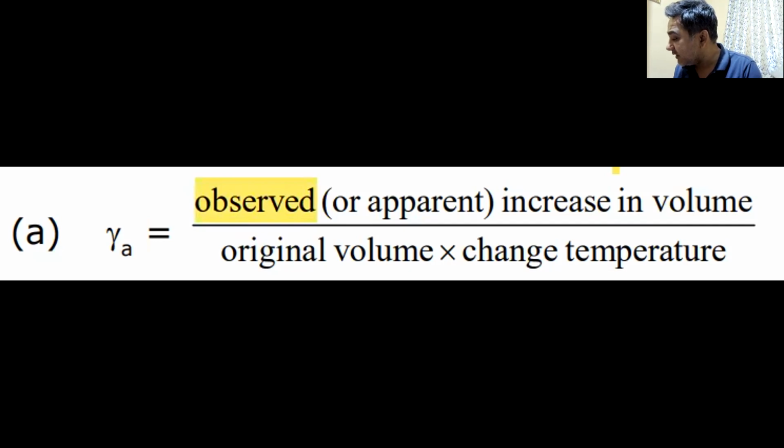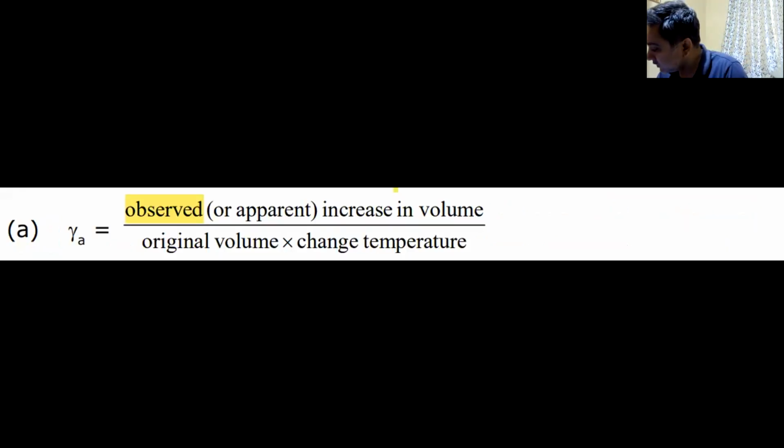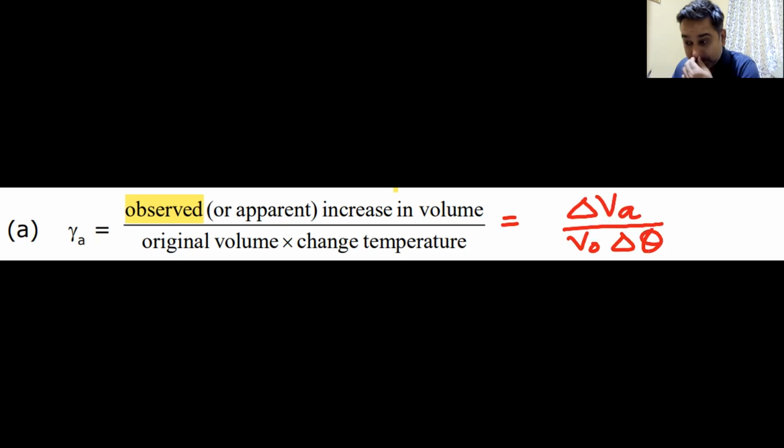That means I can write it in this fashion. I can write it like this. This coefficient of apparent expansion is nothing but delta V apparent, or observed, divided by original volume V naught into delta theta. Do we understand this? I'll give you a minute to note this down.